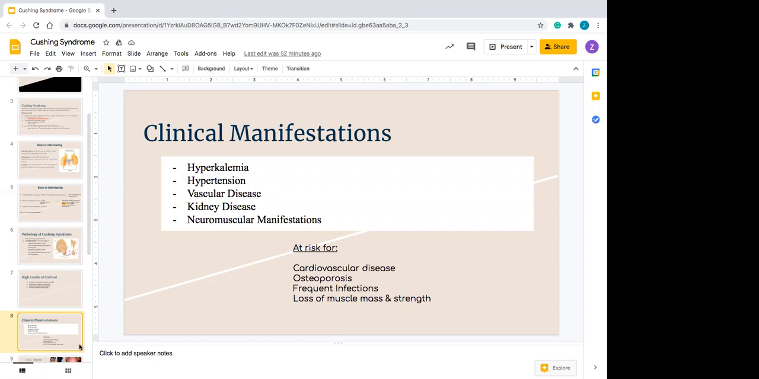Michaela. Okay, so the clinical manifestations: hyperkalemia, hypertension, vascular disease, kidney disease, and neuromuscular manifestations. So people with Cushing syndrome are at risk for cardiovascular disease, osteoporosis, like Jeanne said, frequent infections and loss of muscle mass and strength.